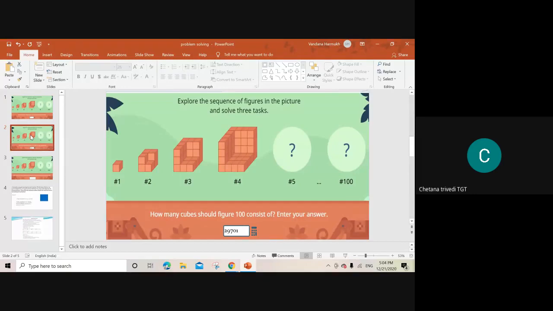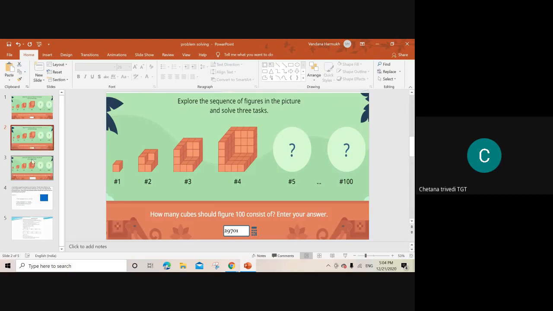The next question was how many cubes should figure 100 consist of. For this, again we will use the same pattern. On the base, the cubes used are the square of the sequence number. On the left side, the cubes used are equal to the previous sequence number, and on the back side the cubes used are equal to 100 times the previous sequence number, that is 99. When you add all these, you will get how many cubes figure 100 will consist of. So it is 29,701. So this is question number 2.